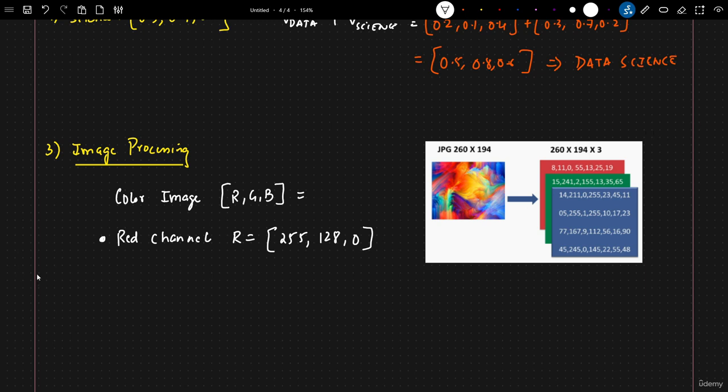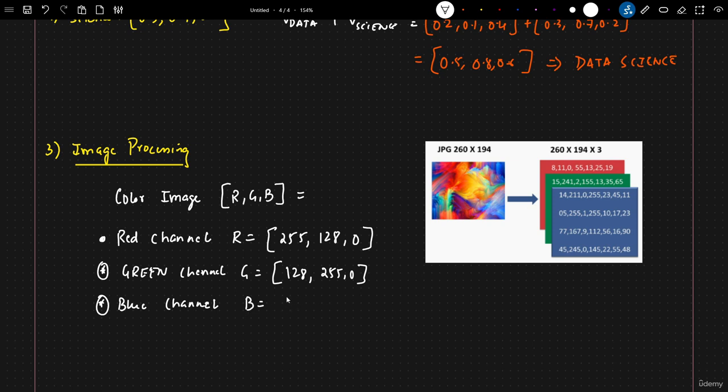Similarly, let us consider my green channel. It will have the same dimensions. Obviously, this drawing is not of the same dimension, but you can see that the pixels are 260 into 194, and the 3 talks about how many channels there are: 1, 2, 3. The green channel is 128, 255, 0. And finally, I have the blue channel, which I'll consider as 64, 64, 255.